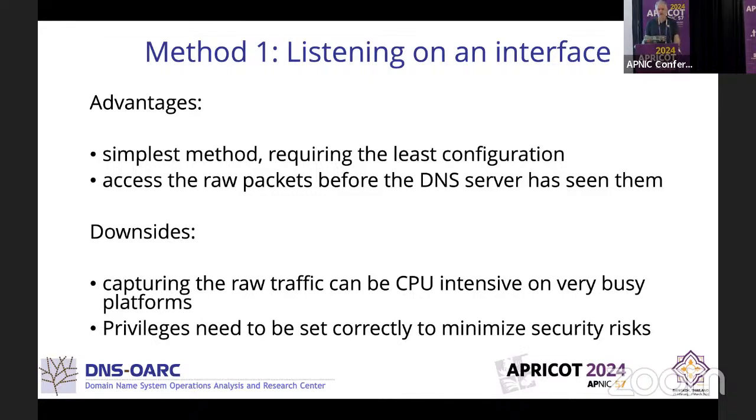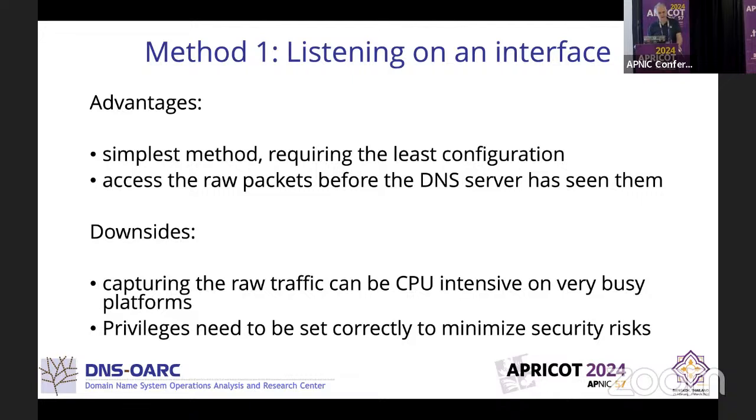So the simplest method is you can access the raw packets before the DNS server has seen them. So if you're looking for anomalies or weird packets that trigger a crash, for instance, you'll have raw PCAPs you can work with, unless, of course, DSC is processing them directly. But you have the packets as they are on the wire.